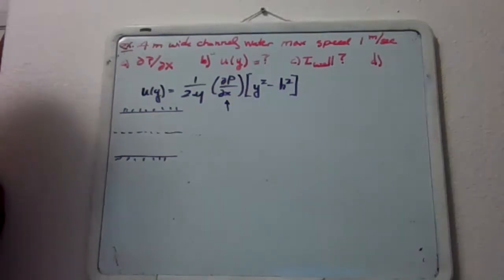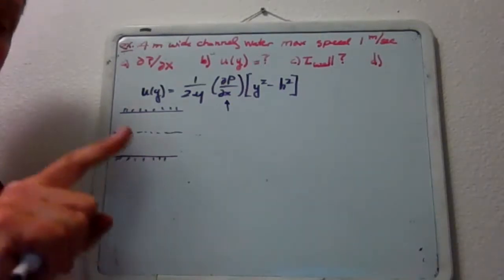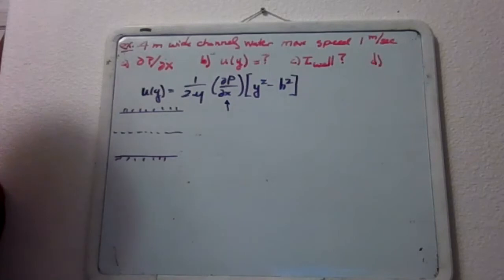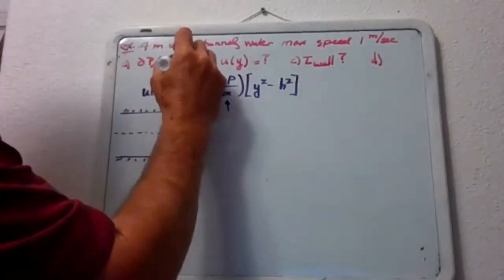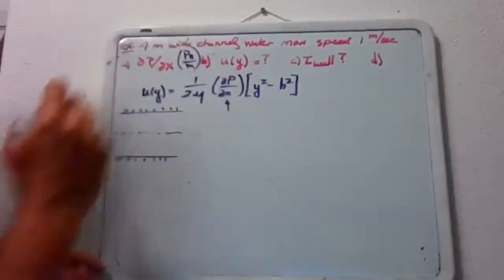I worked this out early this morning. It's supposed to be a very, very small number. And by the way, we're going to do it in pascals per meter. What's the pressure drop in pascals per meter?